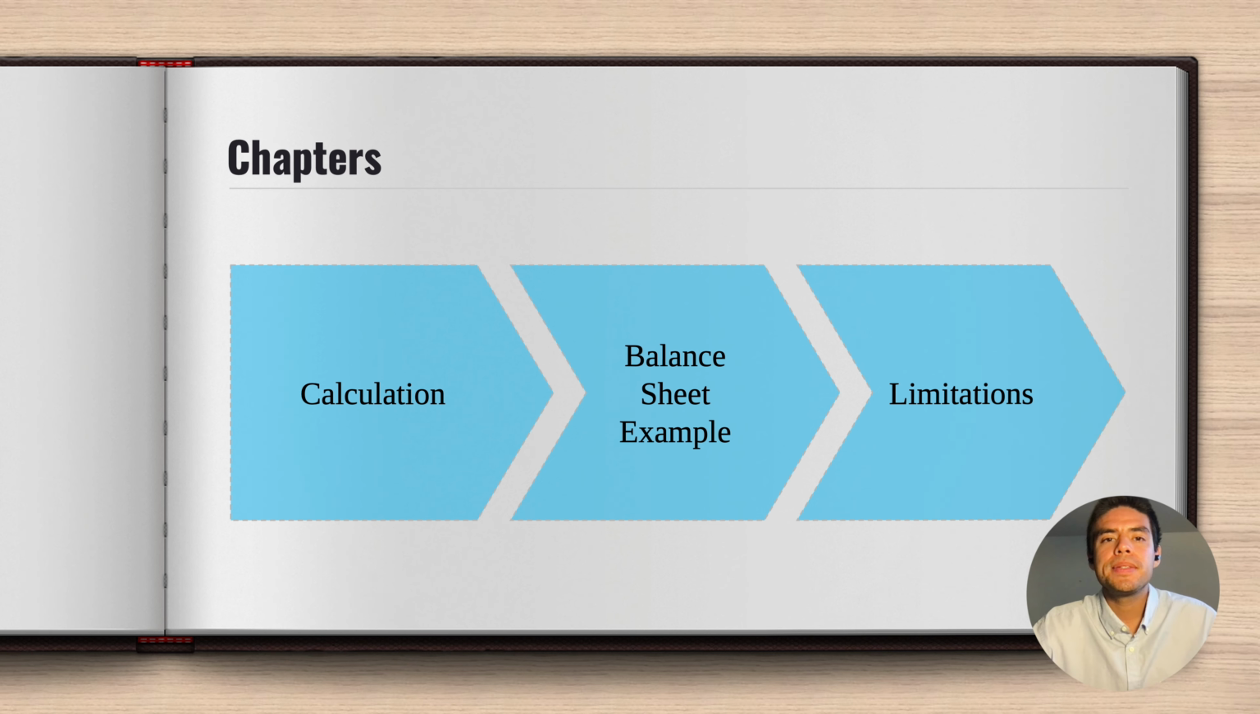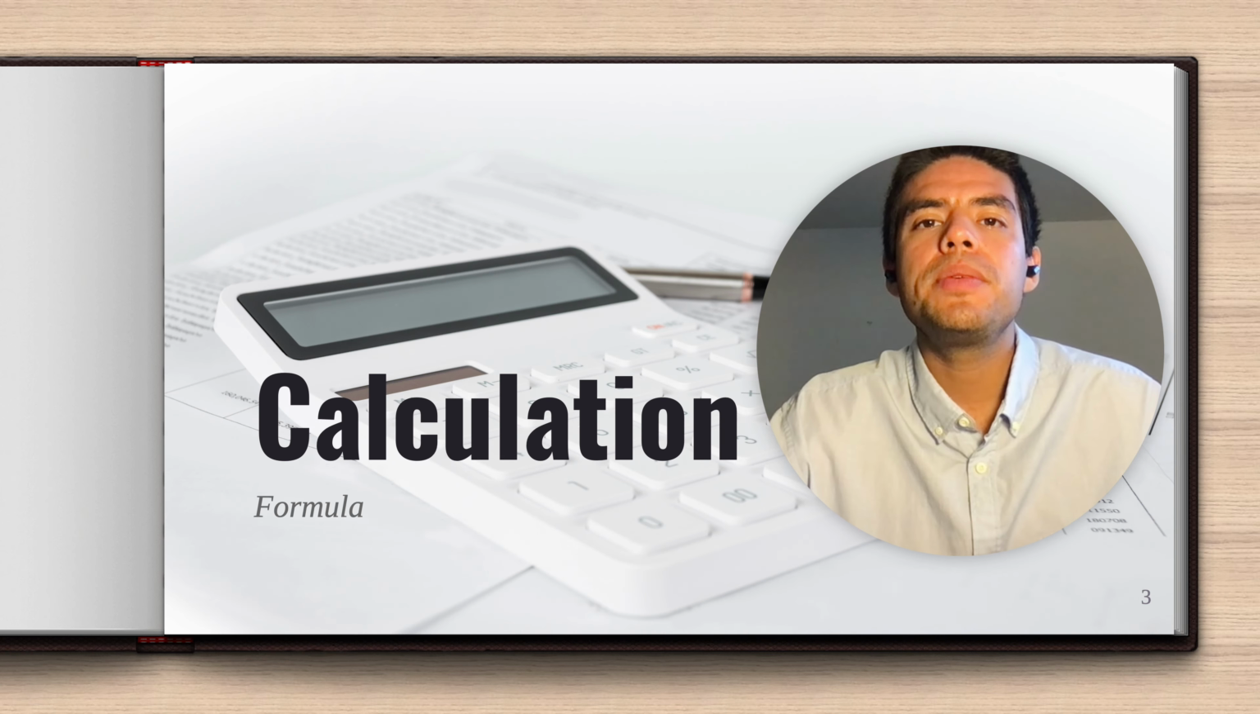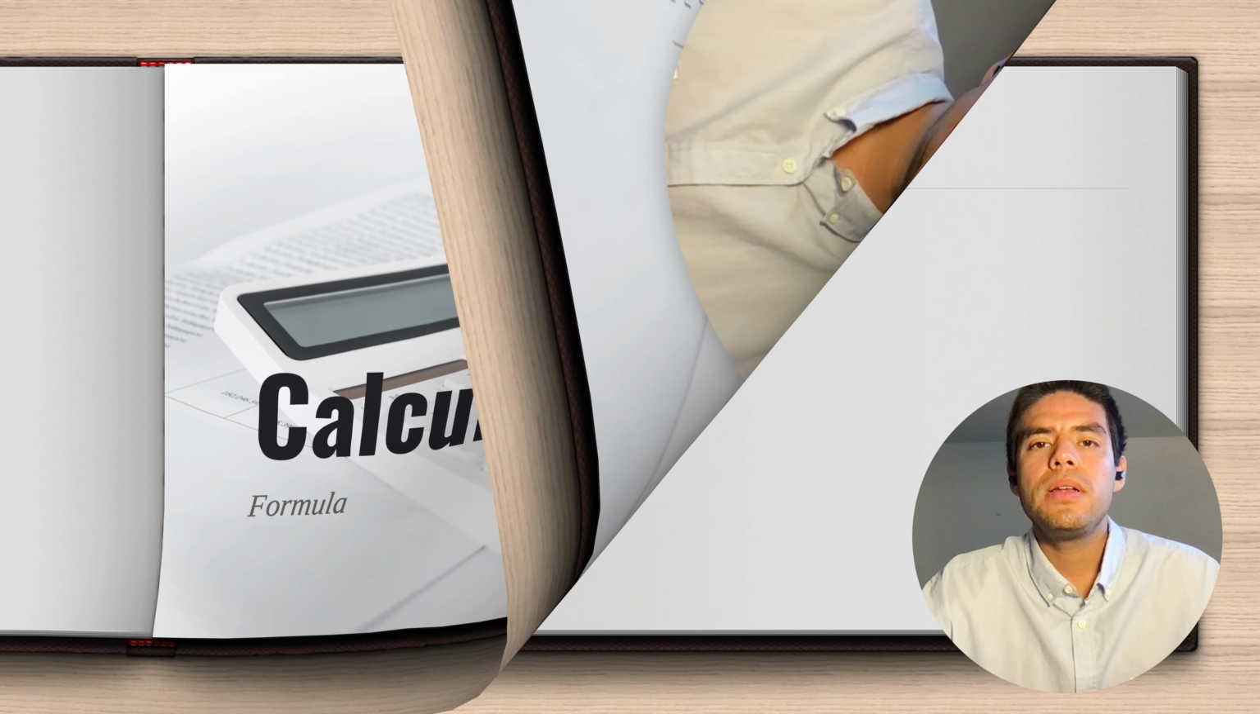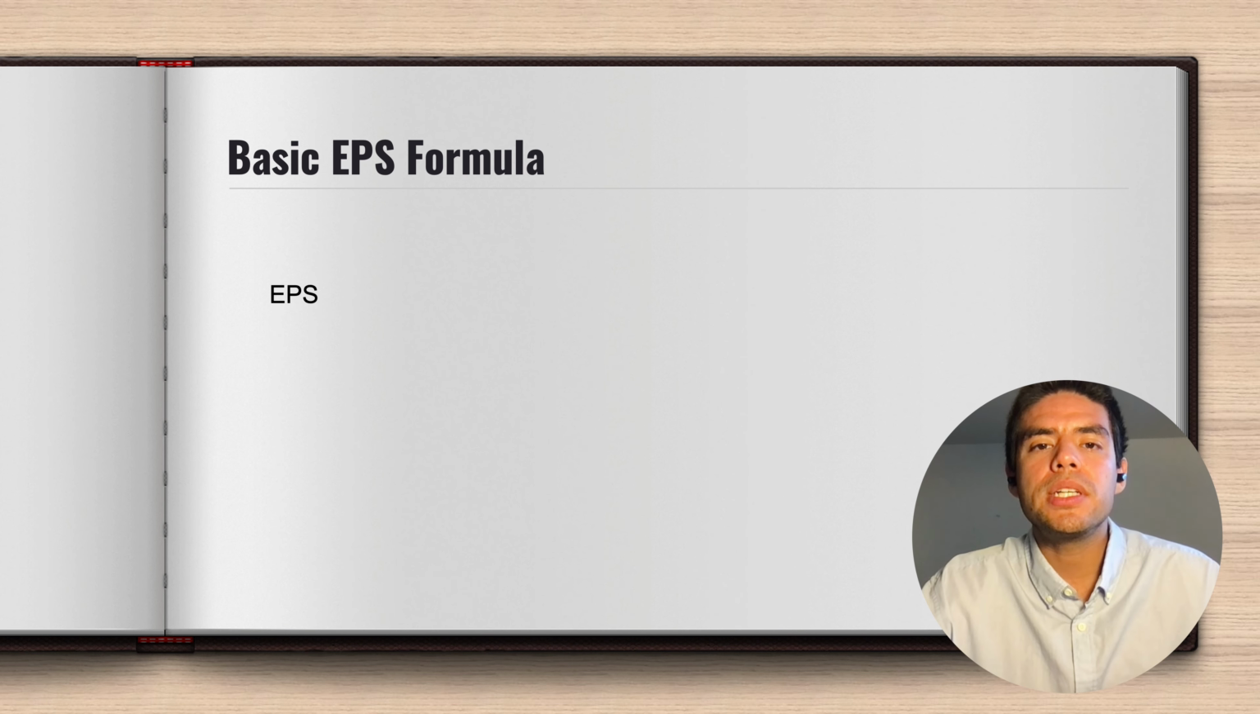Now, let's begin. Our first chapter will be regarding the calculation of the EPS ratio by walking through its formula. Now, EPS stands for earnings per share. It is calculated by dividing a company's earnings by the number of shares outstanding.